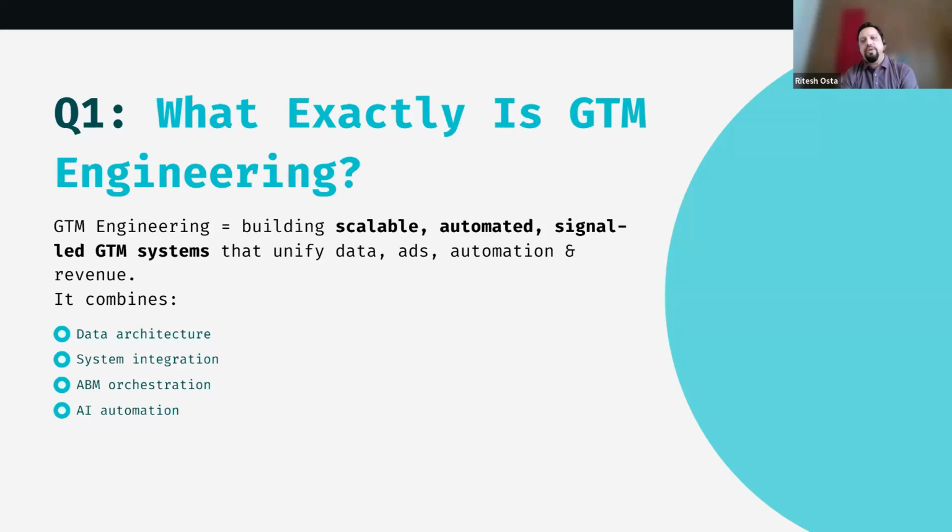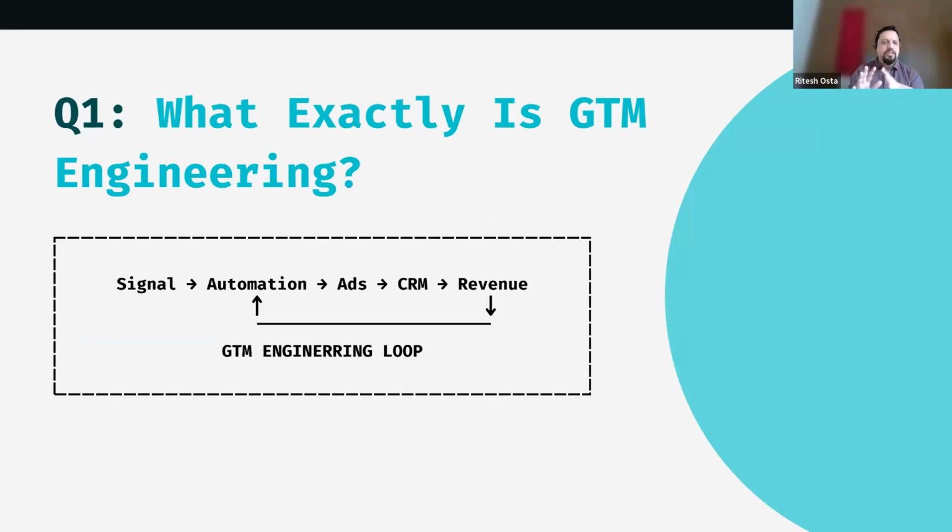GTM engineering means you bring the data team, the engineering team, the sales team, the ops team, the marketing team, the analytics team, you bring all the systems, integrate the data, and create a system by which you can scale your campaigns using a scalable, automated, and signal-led architecture. The idea is to unify the data, the ads, the automation, and the revenue. All of this needs to be unified. That is what GTM engineering is all about.